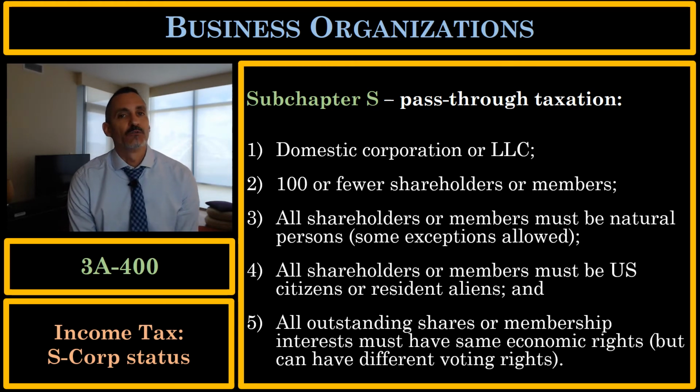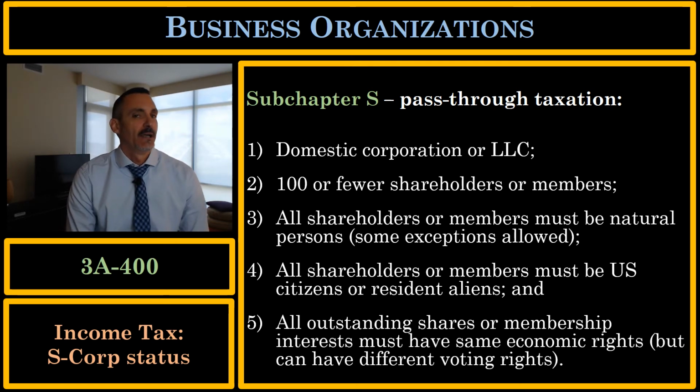Now, why do we have these qualifications for a corporation? Why can't a corporation just elect to be taxed as a pass-through entity? I'm not exactly sure, and no one has ever been able to give me a good explanation, but it's just something you have to remember. So for subchapter S, if you're a corporation and you want pass-through taxation, you can get it through subchapter S if you elect subchapter S and you meet these 5 qualifications.